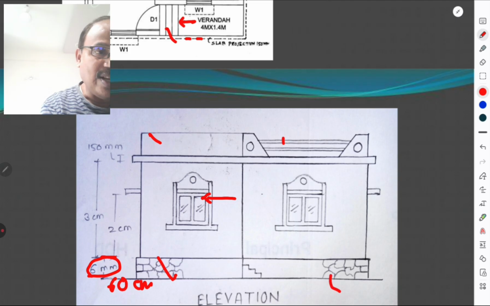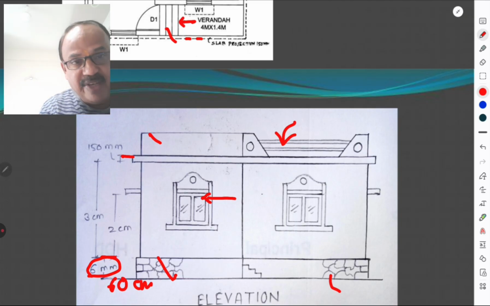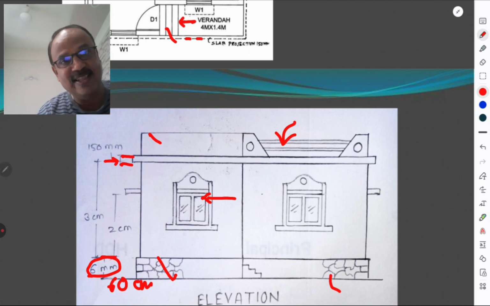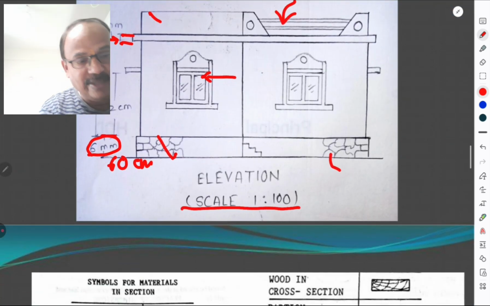Some architectural development on the top of roof slab is also shown. The roof slab is 150 mm thick. It is also shown. All these dimensions are shown in this elevation. And the scale is 1 in 100. Okay.